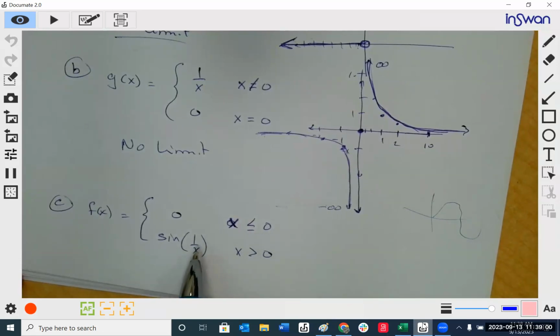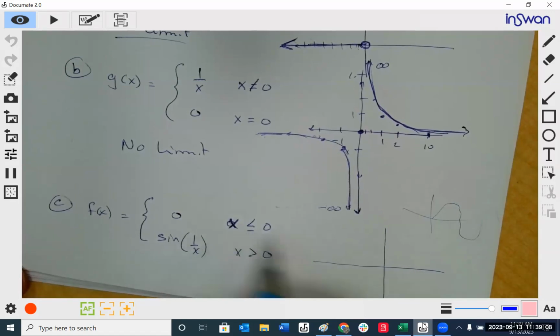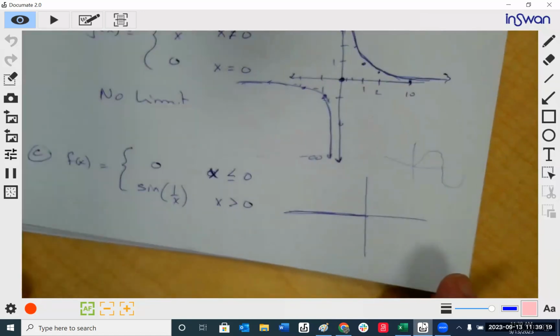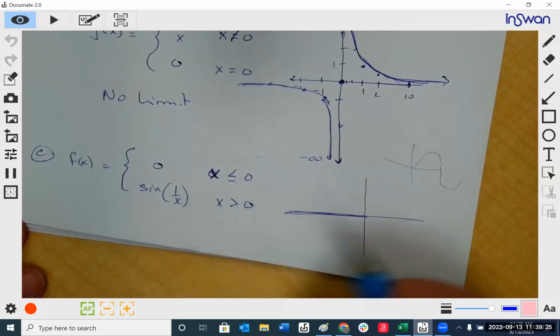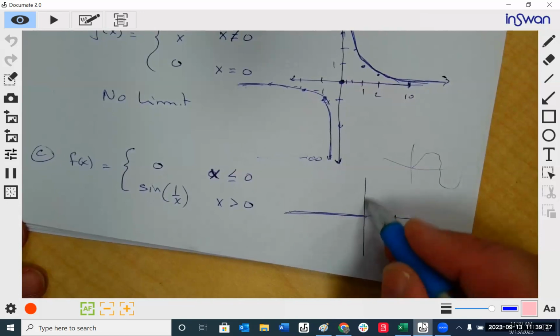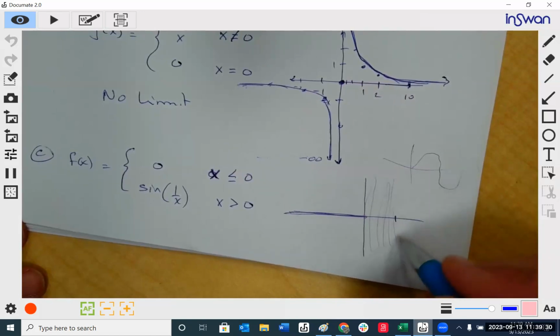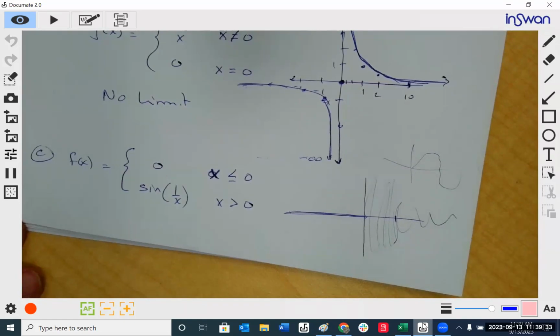But when the angle is a rational angle, what happens here when x is less than or equal to 0, it's 0. So it's like this. But for the other side, when x is small, when x is less than 1, it grows up very big. So it grows really fast and it dampens the bigger it gets, because the smaller this number becomes.